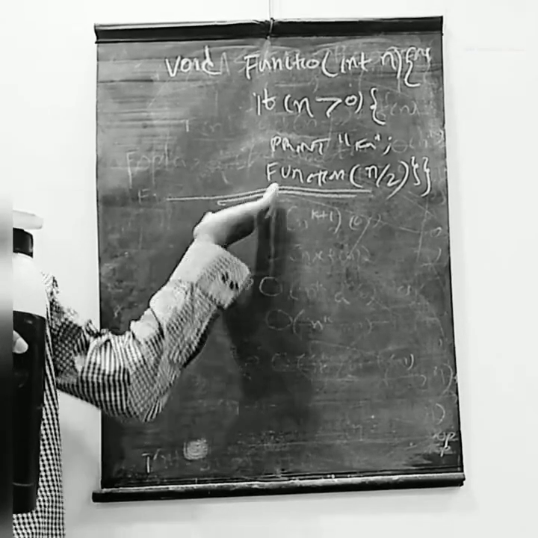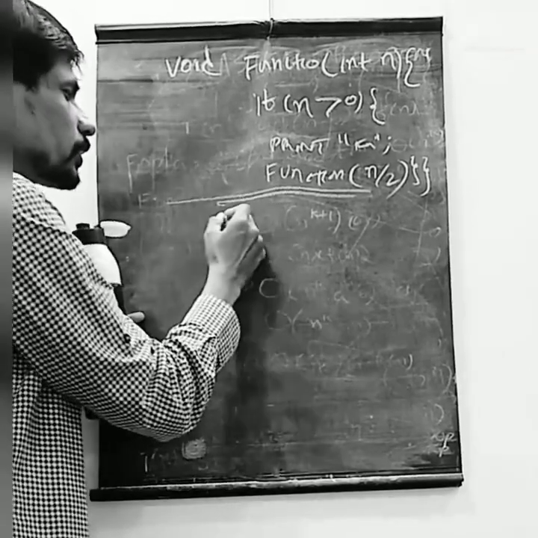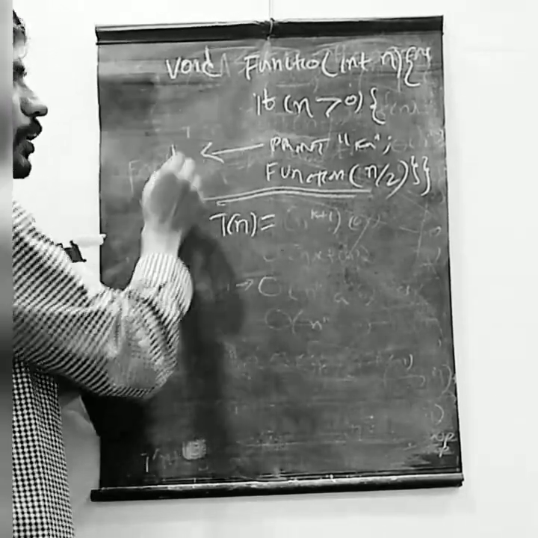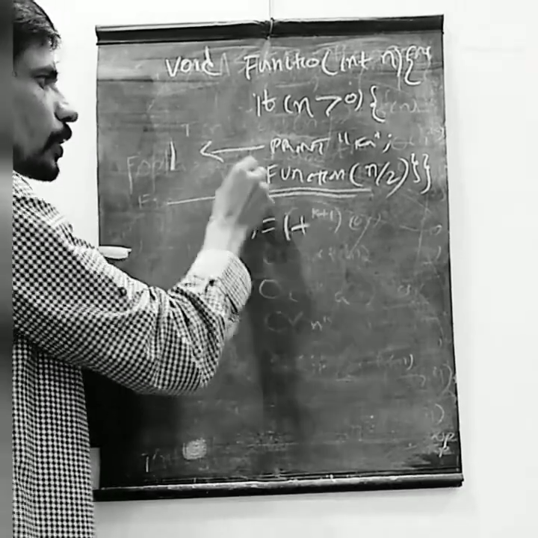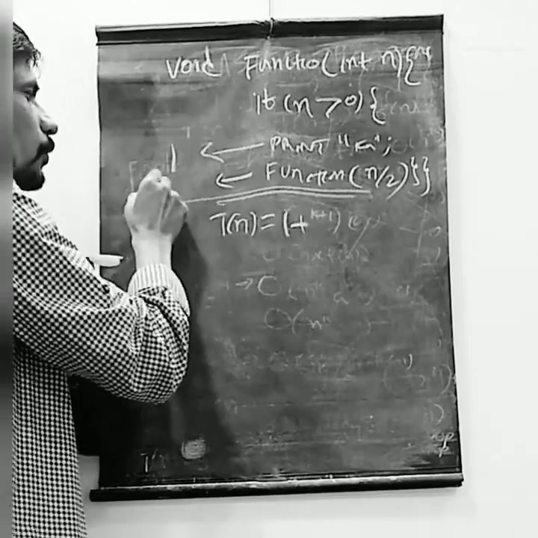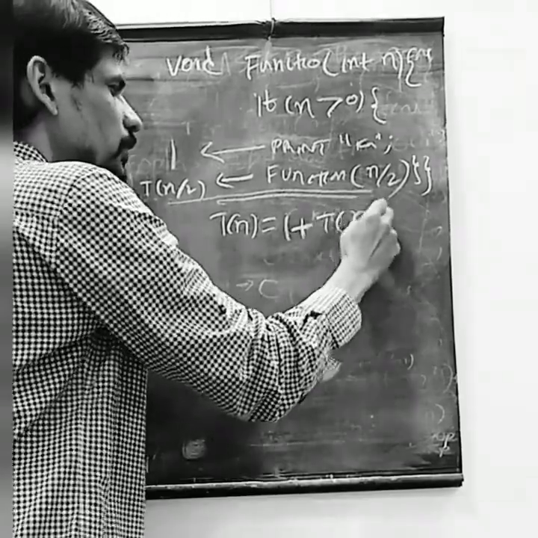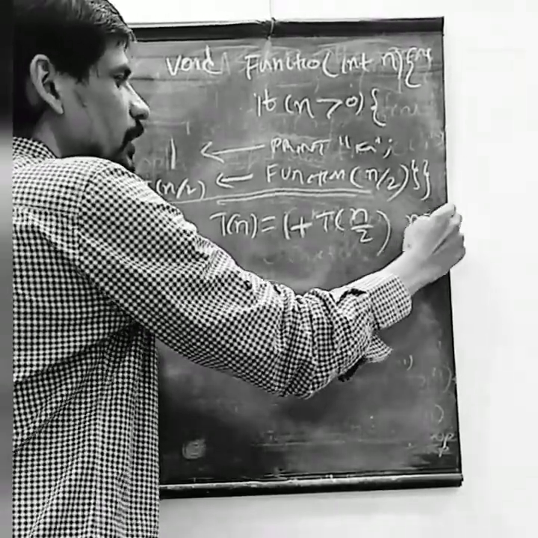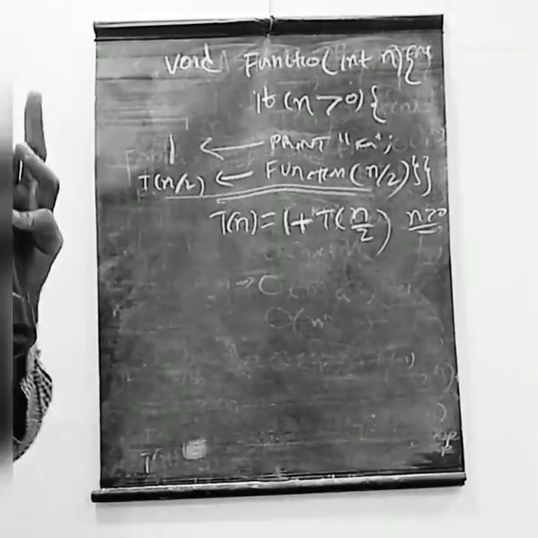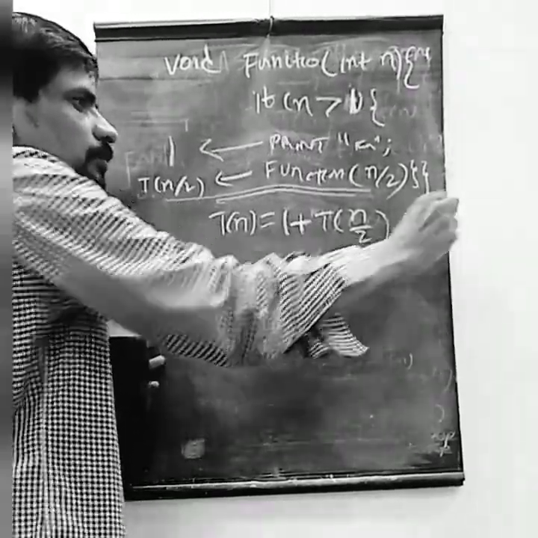Relation for this program, okay, T of n equals 1 plus, because we know this will take a constant amount of time. Previously it was T of n minus 1, now in this case it is T of n by 2. That's it. So this is my recurrence relation when n is greater than 1.